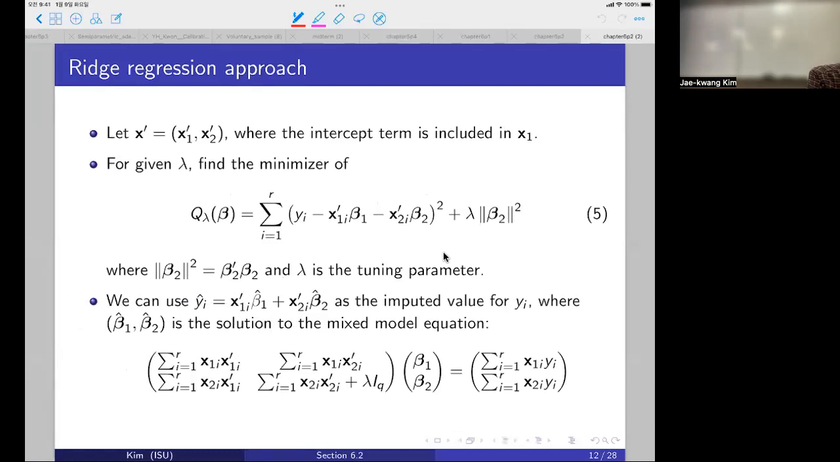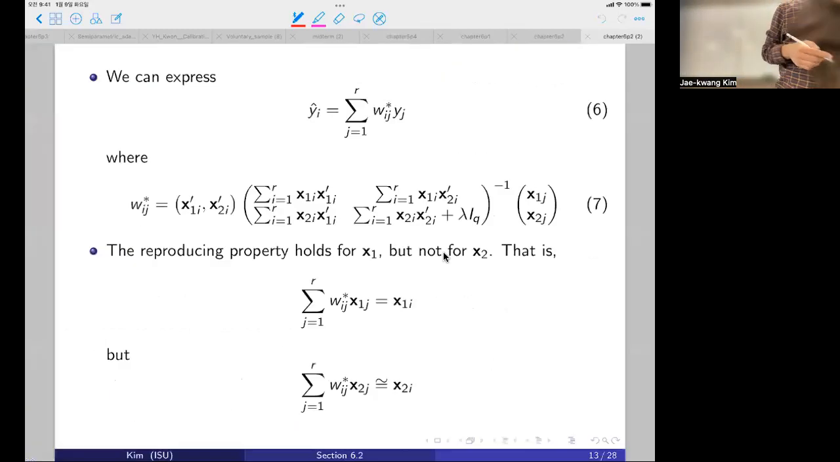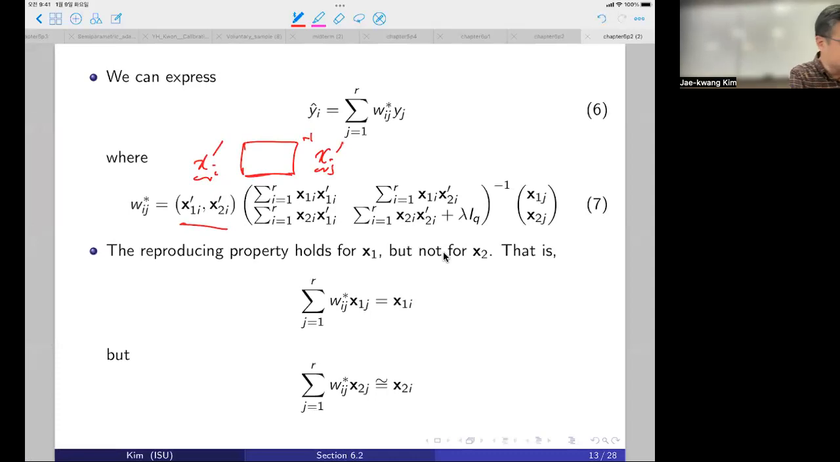So basically, see, this one is xi prime beta hat still, right? And this beta hat is the solution to this one. So that means you get X prime X, and then inverse, and then X prime, xj. So this is basically the X prime X matrix times the ridge part, the shrinkage factor.